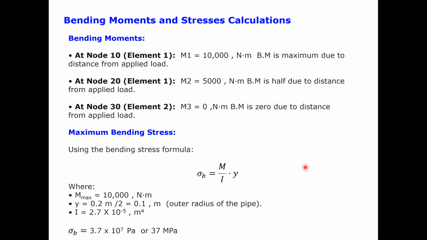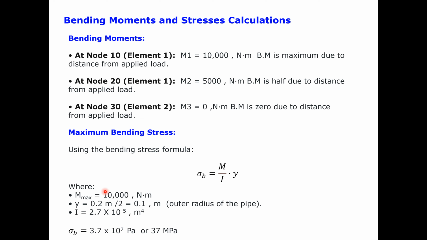So let's calculate the maximum bending stress using the bending stress formula. Sigma b is equal to M over I into y, and in part 2 we already discussed this formula from the beam theory. Okay. So M in our case is 10,000 Newton meter. Y is the distance from the neutral axis to the outer edge of the pipe, which is again OD divided by 2, and I is again the moment of inertia of the pipe, 2.7 into 10 to the power minus 5, which we already calculated.